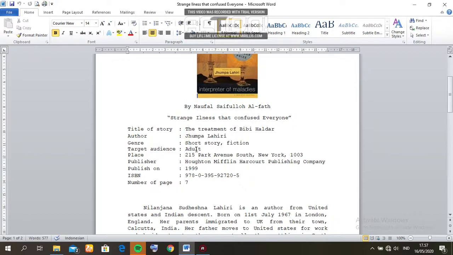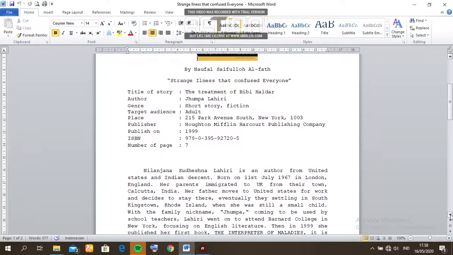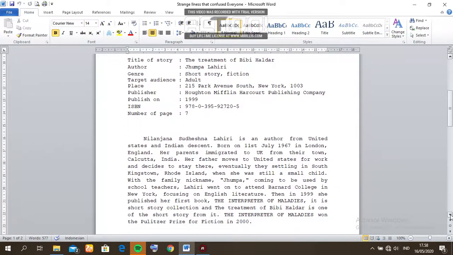Target audience: adult. Place: 215 Park Avenue South, New York 10003. The publisher is Houghton Mifflin Harcourt Publishing Company. Published in 1999. The ISBN is 9780395927205. The number of pages is 7. This is the information, and this is the first edition.